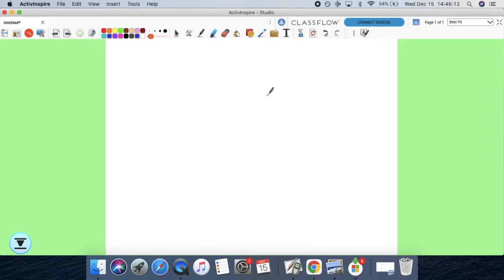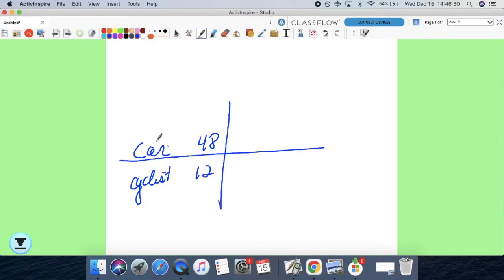Okay, 17 is the first question that I assigned. So we have a car who overtakes a cyclist. Let me write this down. Car, speed is 48. The cyclist is 12 miles an hour. Okay, that's my rate.